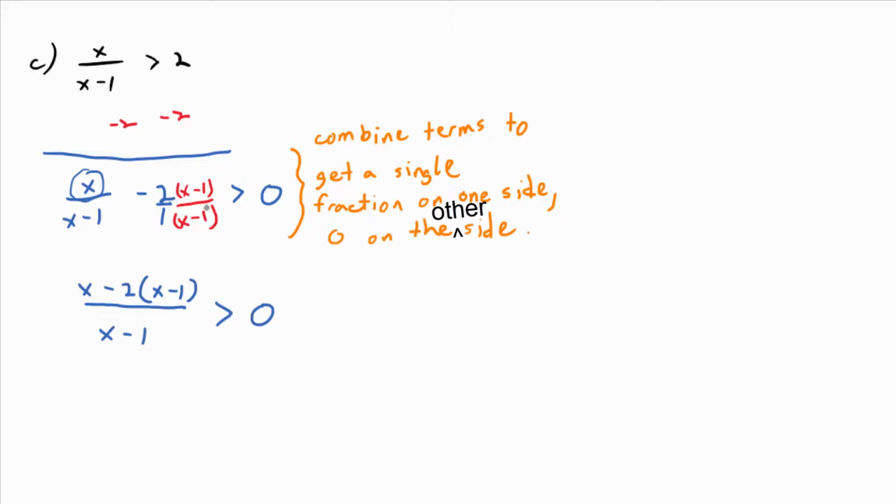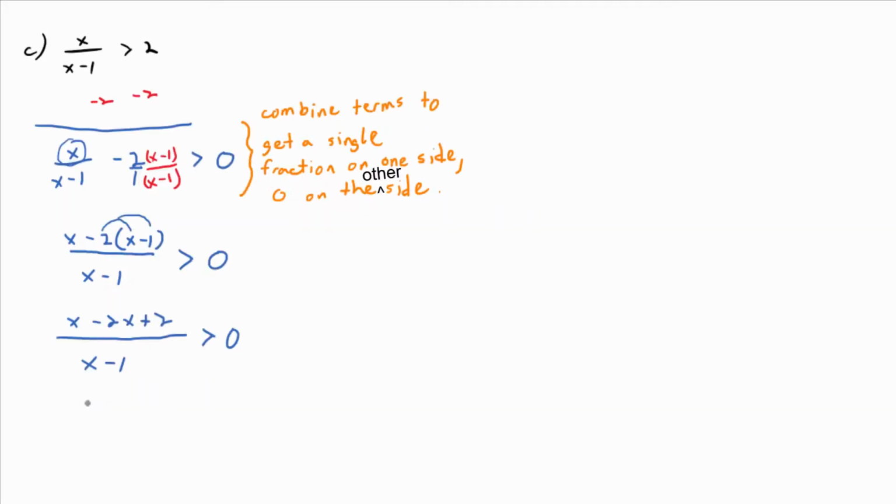So, Ryan, I think you were about to do this, right? What do you get when you distribute? Okay. And then we'll combine like terms. So what do we get when all is said and done here? So we'll get negative x plus 2 over x minus 1, greater than 0. Okay? Now it looks a lot like the last problem.